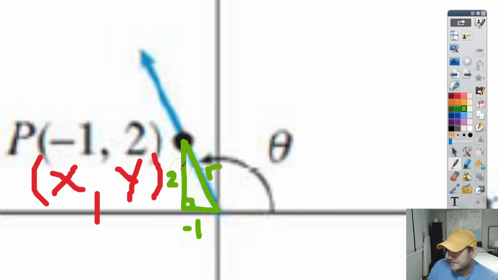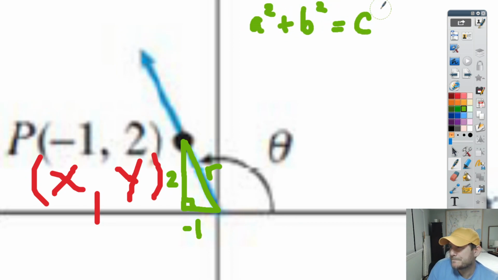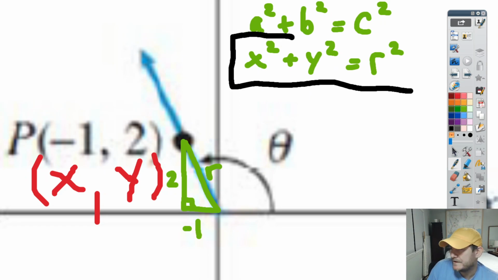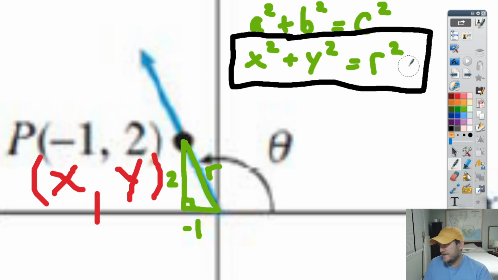So all you need to solve for r is the Pythagorean Theorem, where a squared plus b squared equals c squared. Which actually means for us, a and b are the legs. The legs are always going to be x and y. And the hypotenuse is always going to be r. So you may as well just memorize this sort of new version of the Pythagorean Theorem for trig, which is that x squared plus y squared always has to equal r squared.